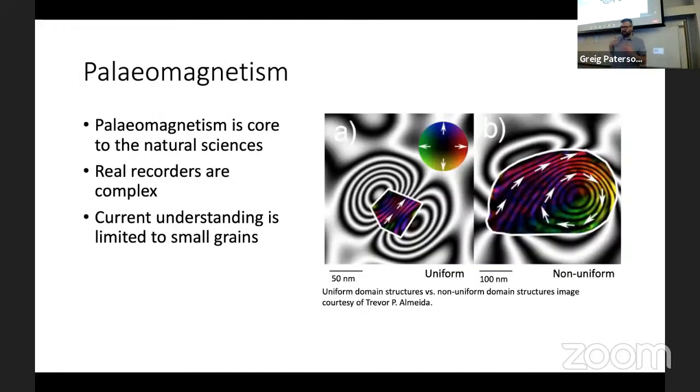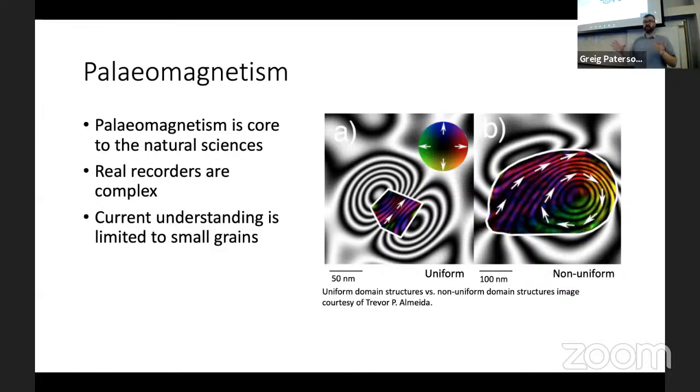So let's talk about the big background picture of the importance of paleomagnetism. We know that paleomagnetism really is truly paleo. It's a technique that allows us to peer back in time and understand what magnetic processes were happening on the Earth, and even in our solar system, millions and billions of years ago. But what we do know is that the recorders that we rely on are really complicated.